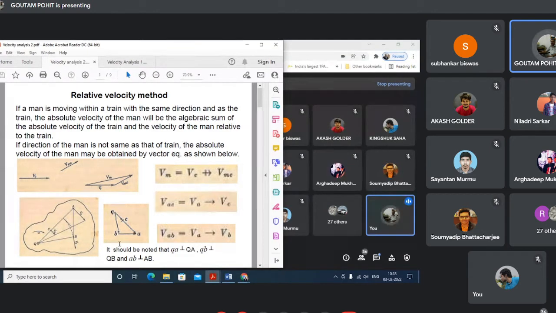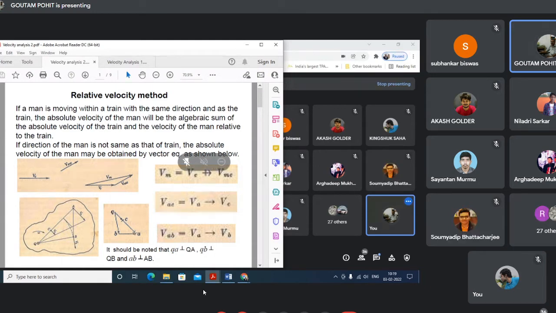Okay. Now I join BA. I just join BA. And you'll find, if you draw it to scale, that this BA will be perpendicular to this distance AB. What BA represents is the relative velocity of A with respect to B. So VAB is VA minus VB.